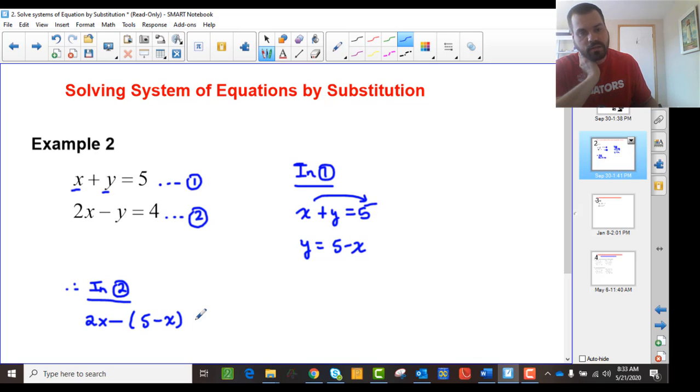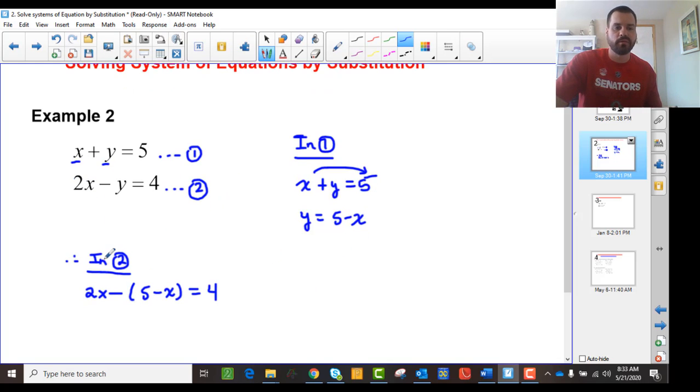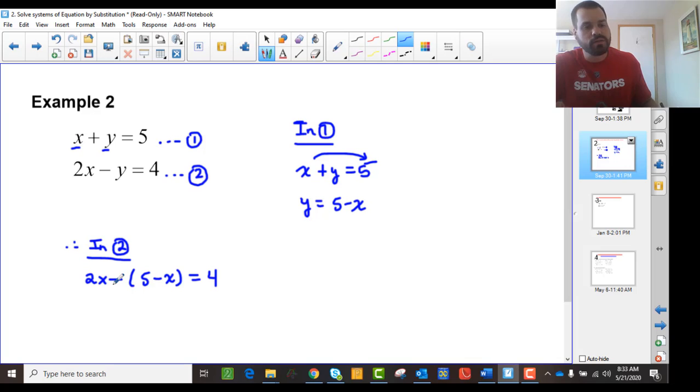I make that substitution. And that's why this method is called solving by substitution, because we're solving for one of the variables in one equation and substituting into the second equation. So that gives me 2x minus 5 and then plus x. You just have to be careful of your signs. So that means 3x minus 5 is equal to 4, because x and 2x are like terms.